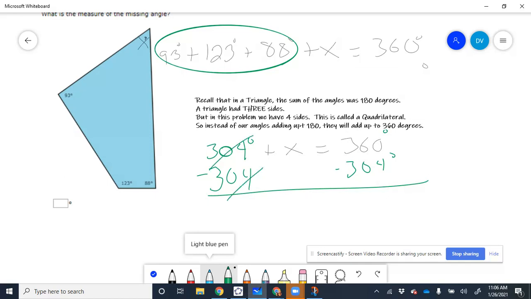Those will simplify, and the unknown, the X, they have a question mark again. 360 minus 304, I think it's 56 degrees. So our answer here, this question mark, this unknown angle, is 56 degrees. So if we add all four of those up, we will get 360. Very similar to what we did yesterday, just one more term to add is all.